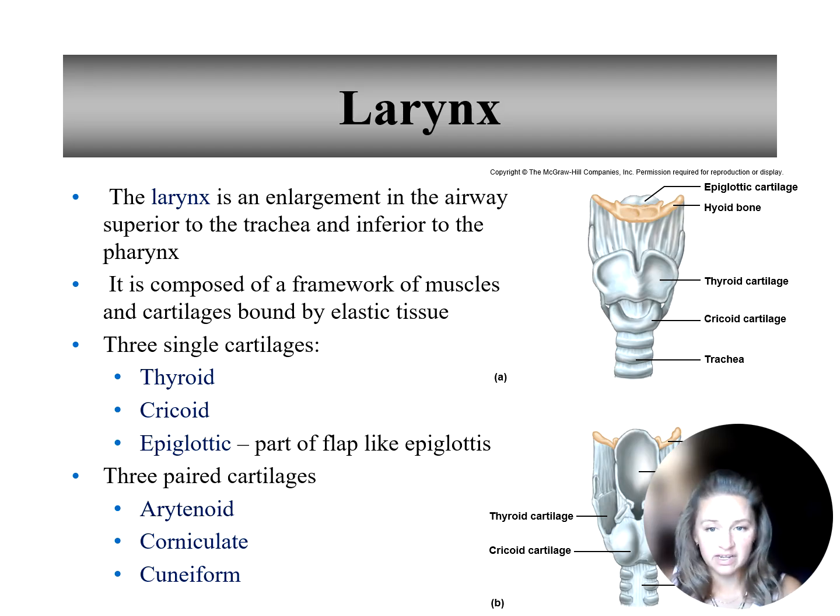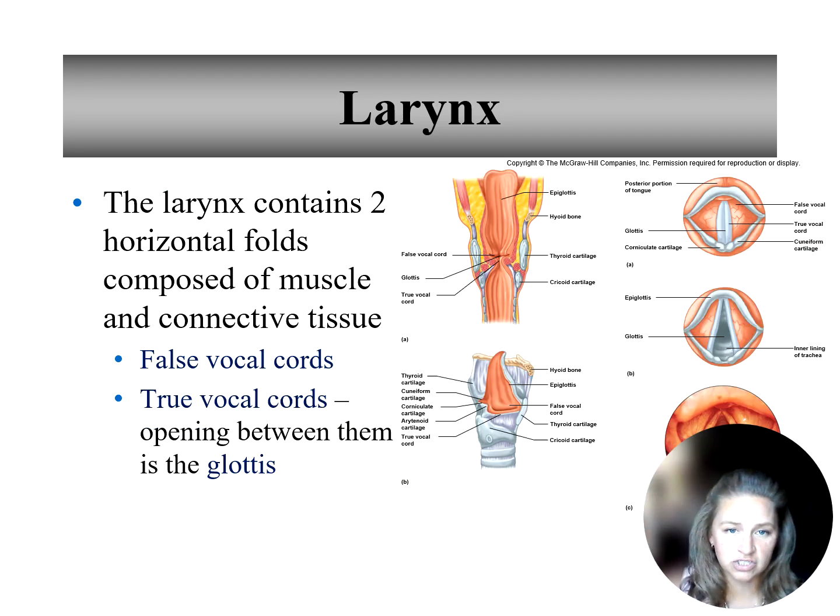Again, you will navigate this all when you're looking through your lab to see each of these structures. The larynx contains two horizontal folds composed of muscle and connective tissue. The first one is the false vocal cords, and then behind them are the true vocal cords, and the opening between them is the glottis. So again, feel free to pause and use this as a guide as you start navigating through these structures on your own.